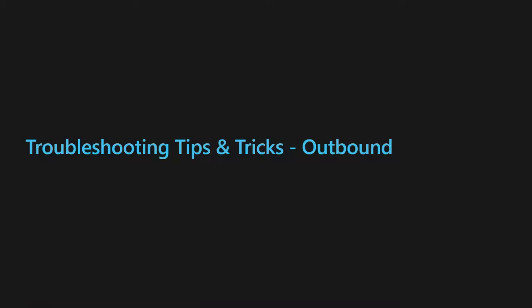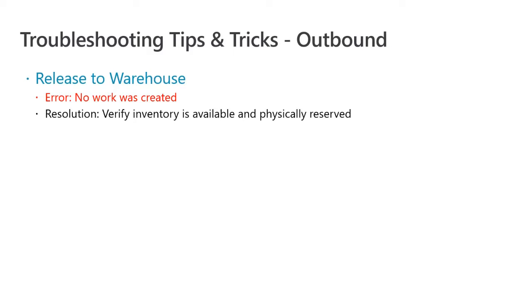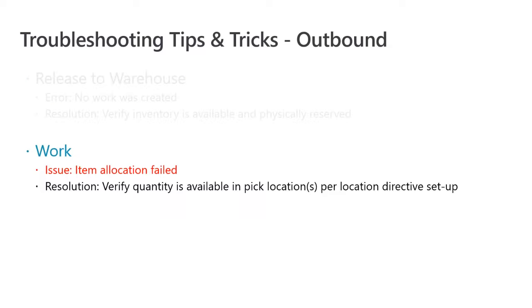So let's talk about the troubleshooting tips and tricks for those 5 outbound issues. On release to warehouse, if you're encountering the error where no work is being created, then a couple of things. We want to verify that the inventory is available in the warehouse and that it is physically reserved, or that you have a setup to reserve it through a batch process. But the reservation is the critical component there.